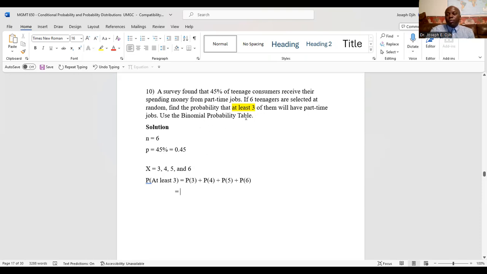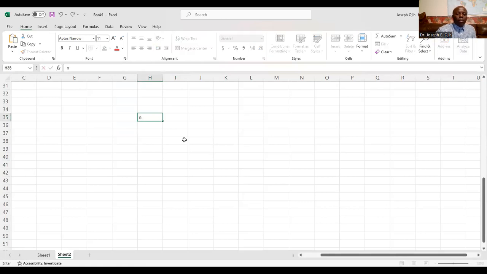It says to use the binomial table. We're not going to use the table because I want to show you how to do this with Excel. So I'm going to take you to Excel. Let me write them down. N is 6, P is 0.45. We don't need Q because we're going to use Excel; it's already factored in. X equals 3, 4, 5, and 6, because it says probability of at least 3. So let's go and put it in Excel. N equals 6, P equals 0.45.